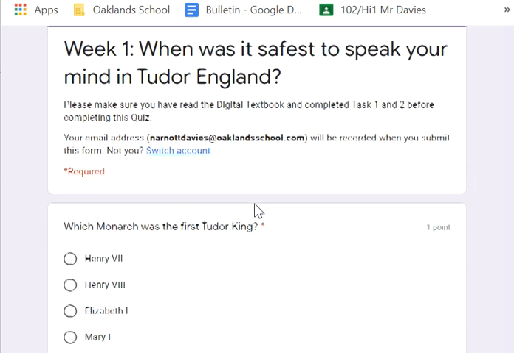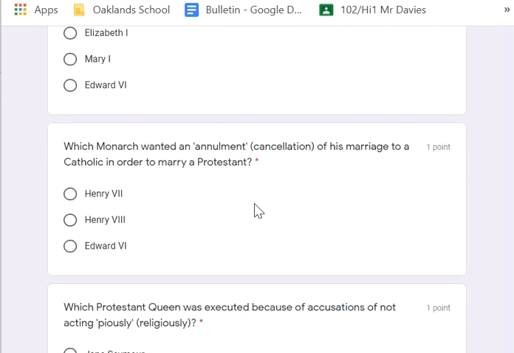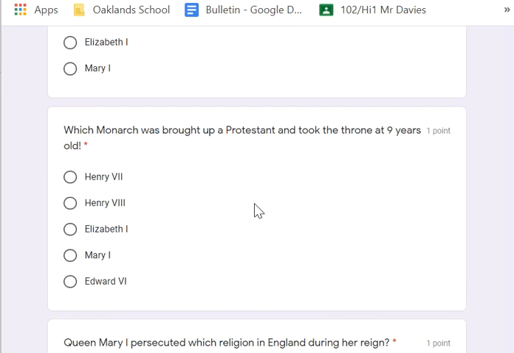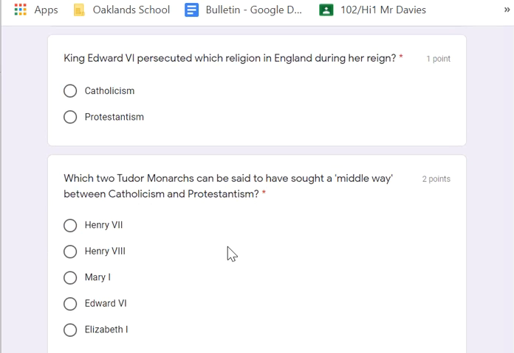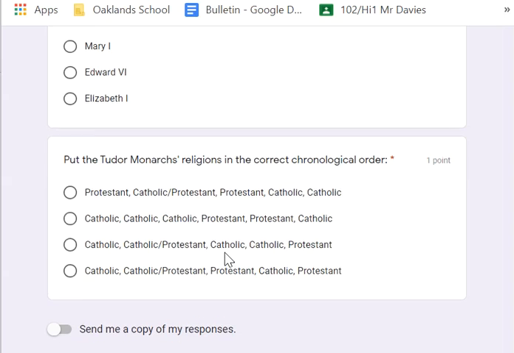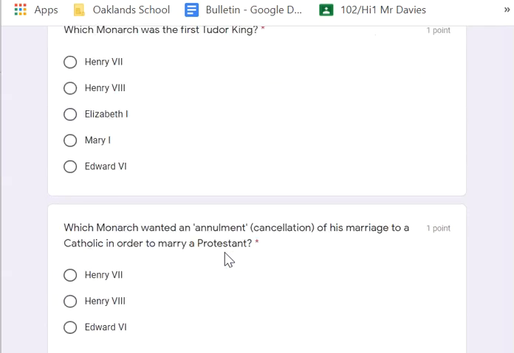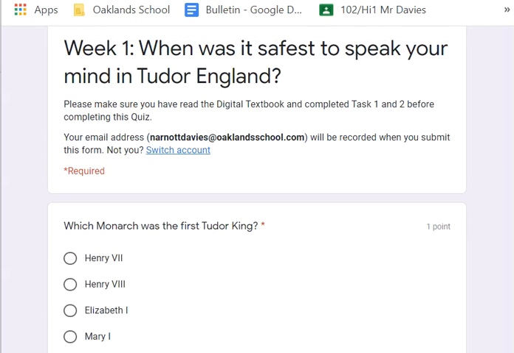You will have been set it in the assignment, and you will have 11 questions to answer. There are 12 points on offer because each question has 1 point except one, which if you notice here has 2 points. I'm not going to give away the answers. Give it your best shot, okay? And again, it's a really good way for us as teachers to know how much you've understood. So please do that after task 1 and task 2.